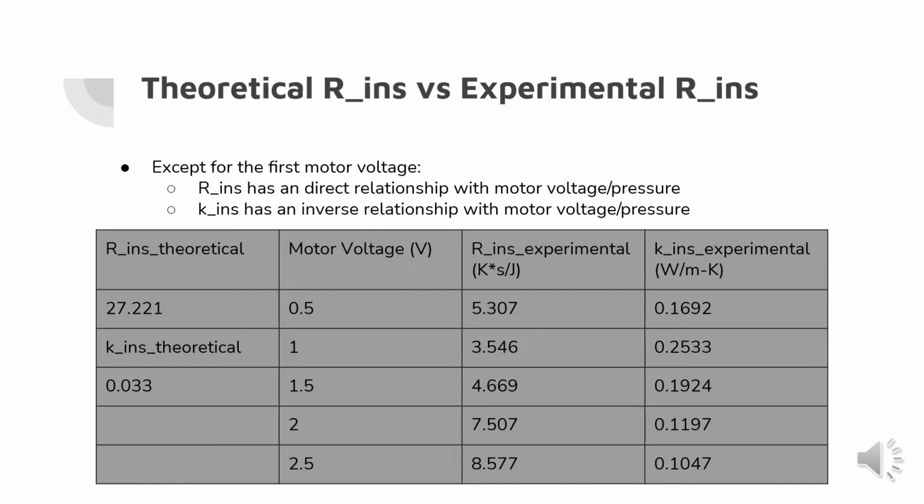Except for a motor voltage of 0.5 volts, R insulation has a direct relationship with motor voltage, and K insulation has an inverse relationship with motor voltage. From these results, we can conclude that the styrofoam insulation works better as pressure increases. However, there is still a discrepancy between the theoretical and experimental R insulation and K insulation terms.